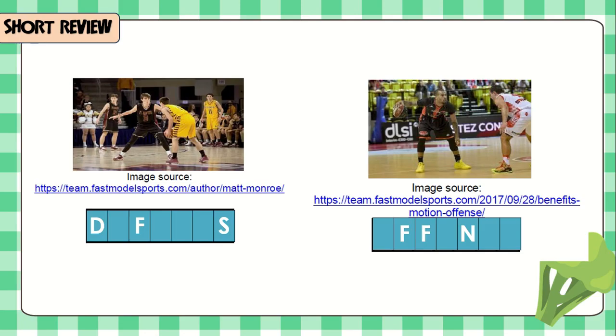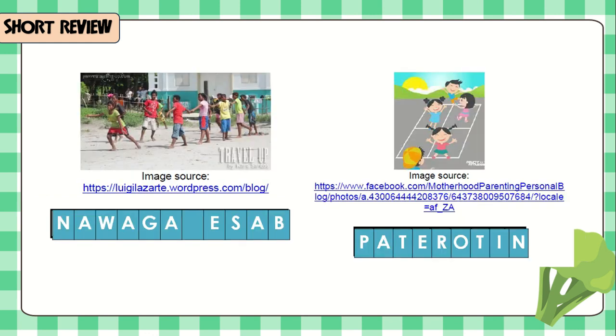You're right. The first word is defense, and the second word is offense. Let's take a look at the next pictures. You're right. The first picture is agawan base, and the second picture is patintero.